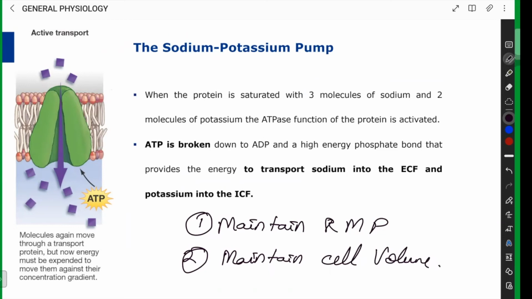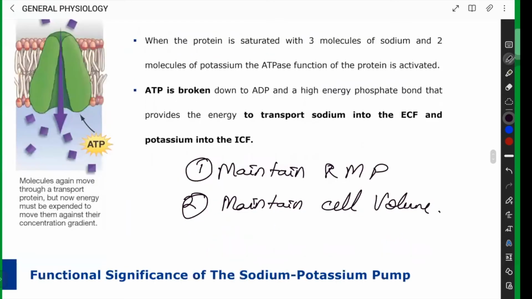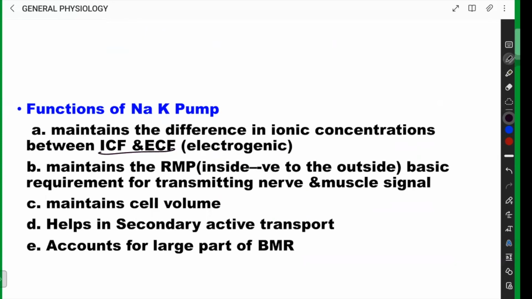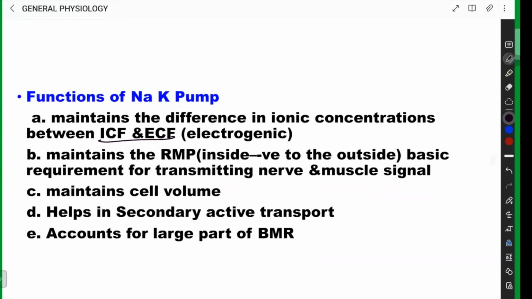Sodium potassium ATPase maintains the difference in ionic concentration between your ICF and ECF, number one. Number two, it maintains the resting membrane potential. Number three, it maintains the cell volume. Number four, it is helpful in secondary active transport, but its main role comes in the primary. And number five, it accounts for a large part of the basal metabolic rate.